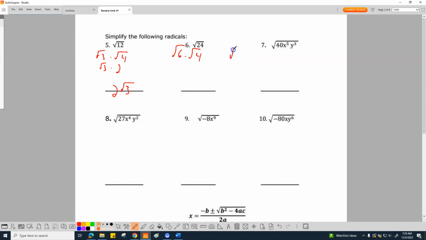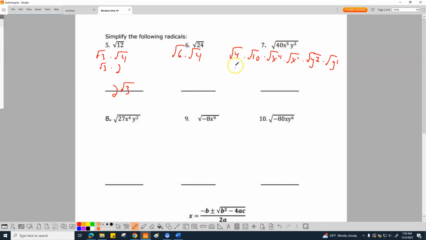Here we go. I'm going to break it apart by square root of 4 times square root of 10 times square root of x to the 4th times square root of x to the 1 times square root of y squared times square root of y to the 1. So when it's odd exponents, we break it apart this way. And then I chose 4 and 10 because those are the best numbers for it.